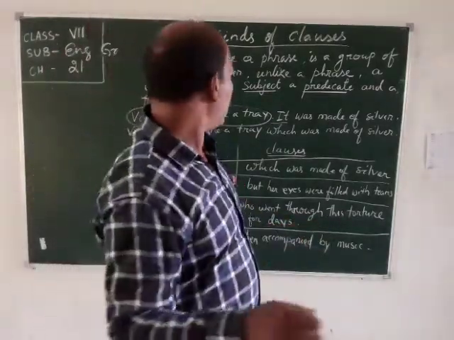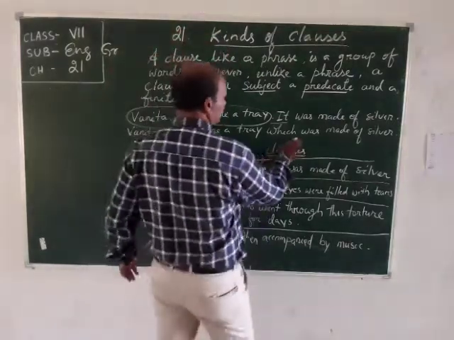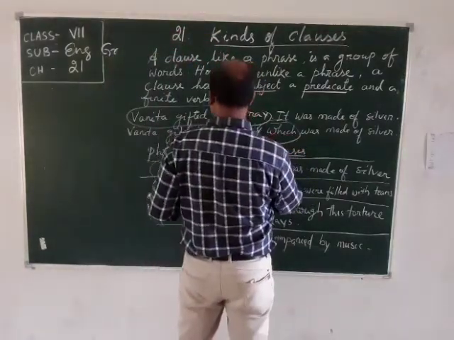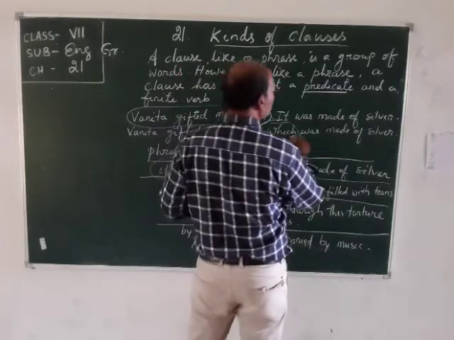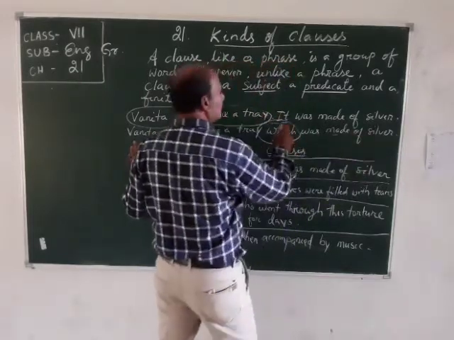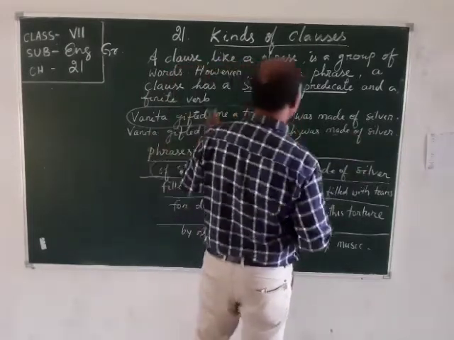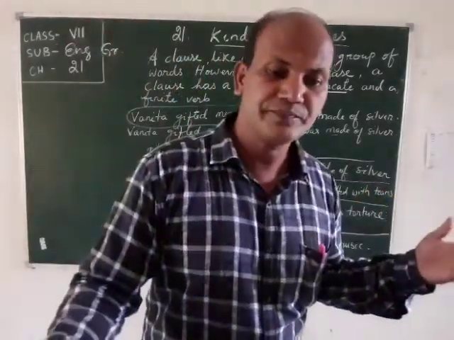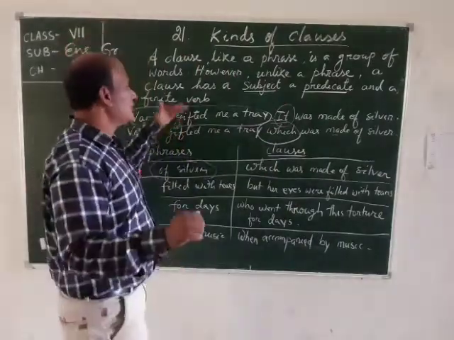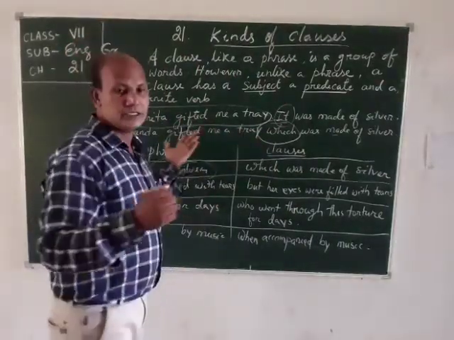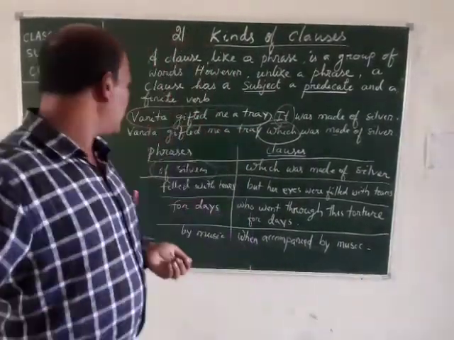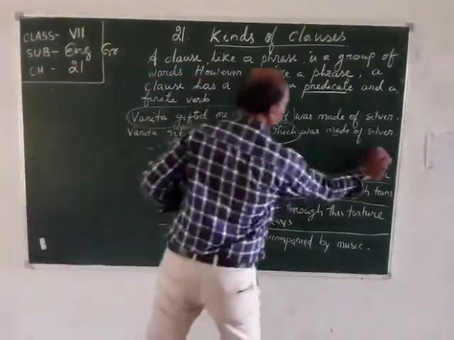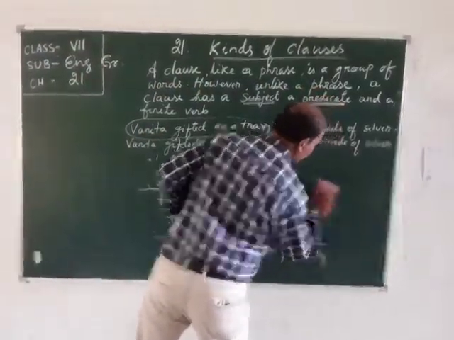We have to use "which". So, Vanita gifted me a tree, which was made of silver. By using "which" we can make a subordinate clause. It's clear that we can create a subordinate clause this way. So I can make one of the sentences and give some explanation so you can understand.